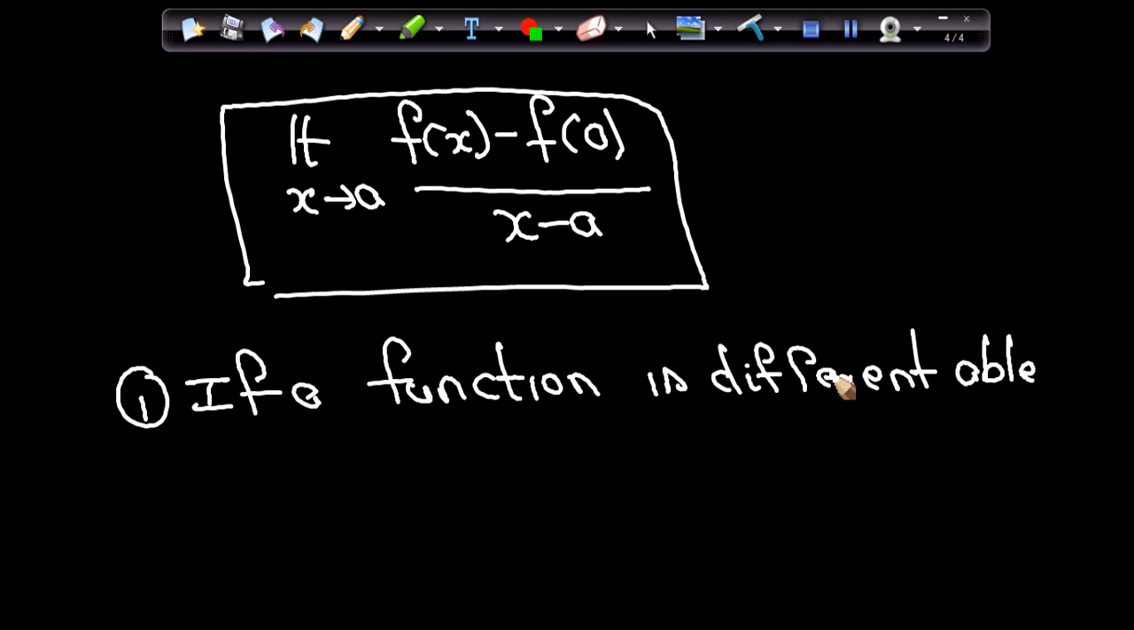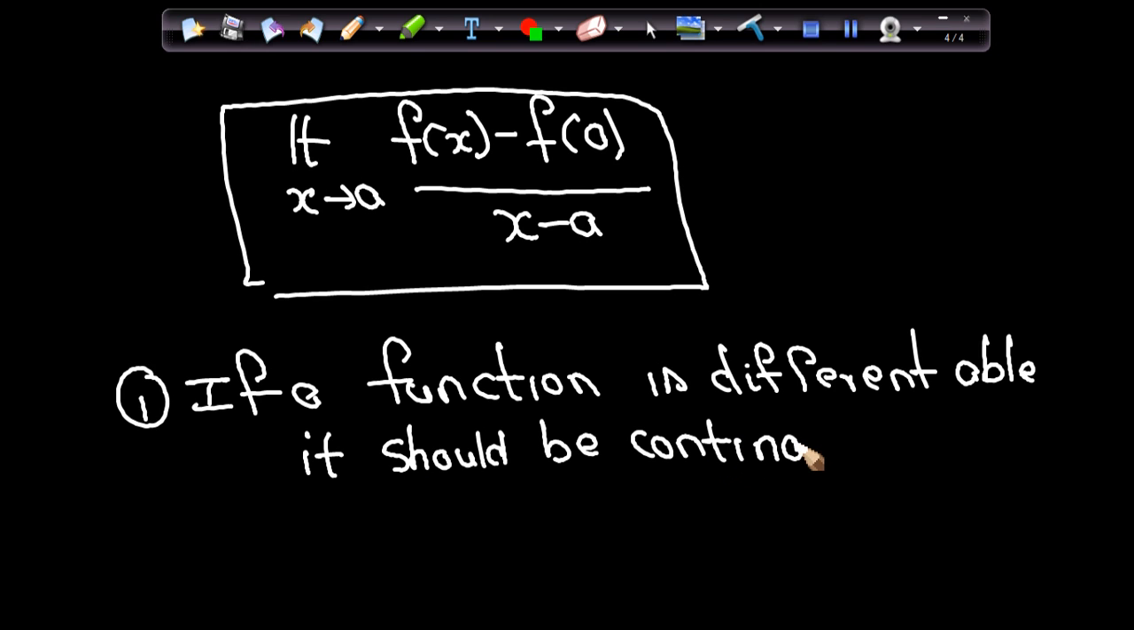So what can be the converse of the given statement? If a function is differentiable, it should be continuous. Very good. So if a function is differentiable, it should be continuous at that point, or every differentiable function is continuous. The converse of this is, if a function is continuous, then f need not be differentiable.